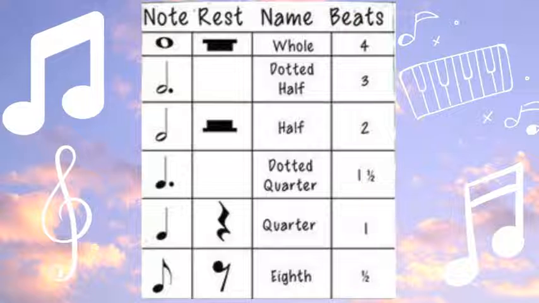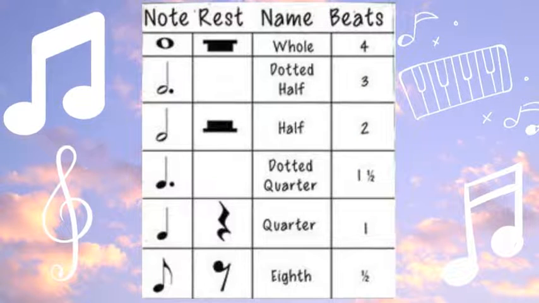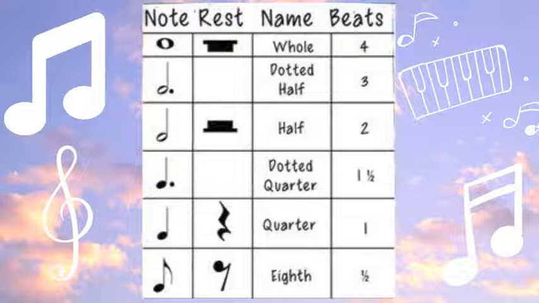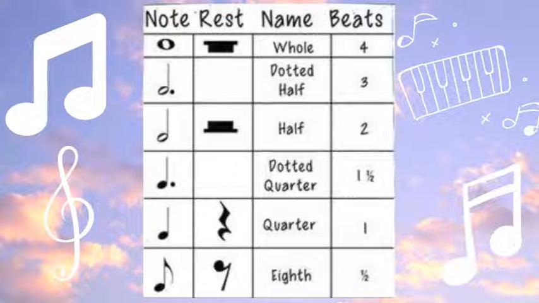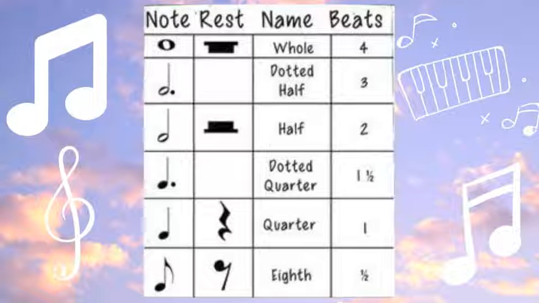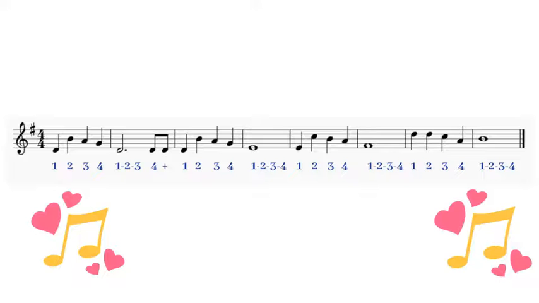Then, last but not least, we have our 8th note. Our 8th note gets half a beat. And remember, it looks a little different when you see 2 8th notes in a row. I bet a bunch of you can even spot what 2 8th notes look like on one of the sides of this chart. And if you want a half beat of rest, then you need an 8th rest. That's the one that kind of looks like the 7 with the dot.